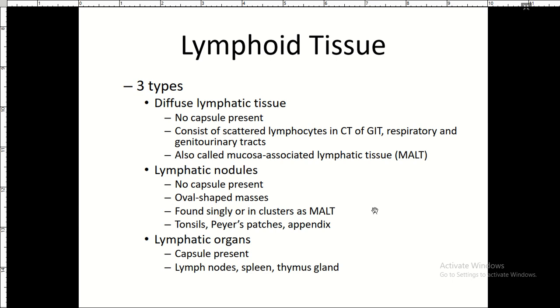Then another one we have is the lymphatic organs. When you talk about organs, you're talking about the capsule being present, so you have dense irregular connective tissue forming the capsule. So now we are talking about those. That's what we are going to focus on: lymphatic organs, the capsule. We are going to focus on the lymph nodules, lymph nodes, spleen, and thymus.